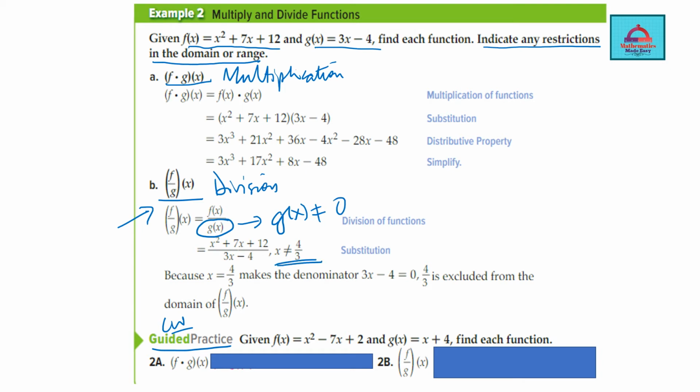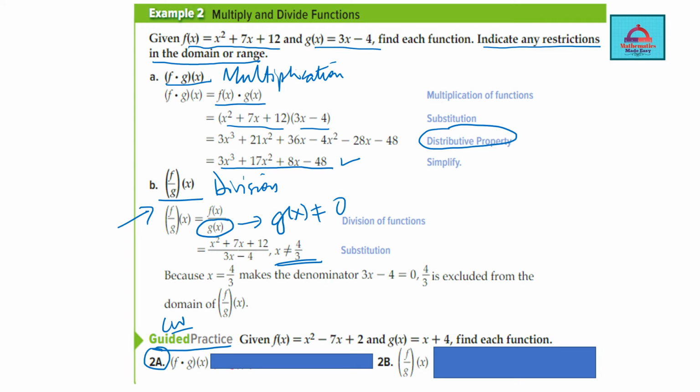Let's do multiplication first. So you just multiply the two functions, you put their values. Now when you are multiplying, I hope you remember that we are going to use the distributive property. So we are going to distribute this function over the other function, multiply each term, simplify and combine, and this is what you will get. I'll be solving a similar question 2A in the next slide for you, and you'll also try with me.